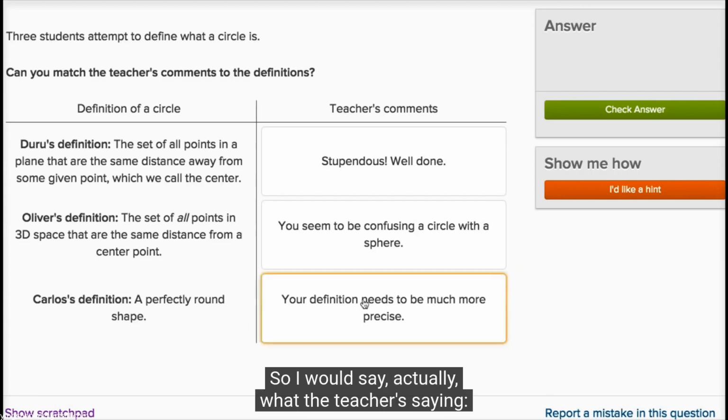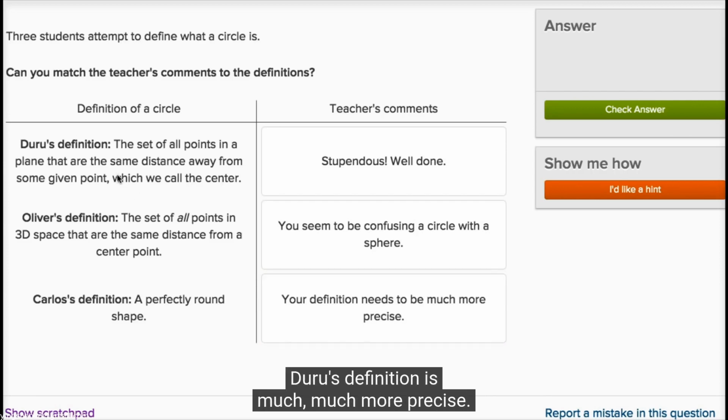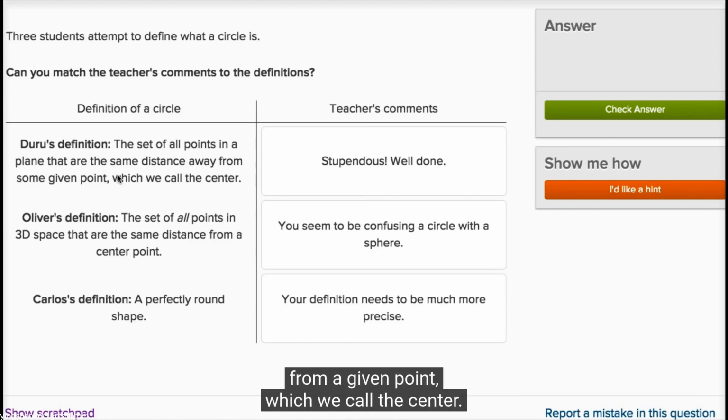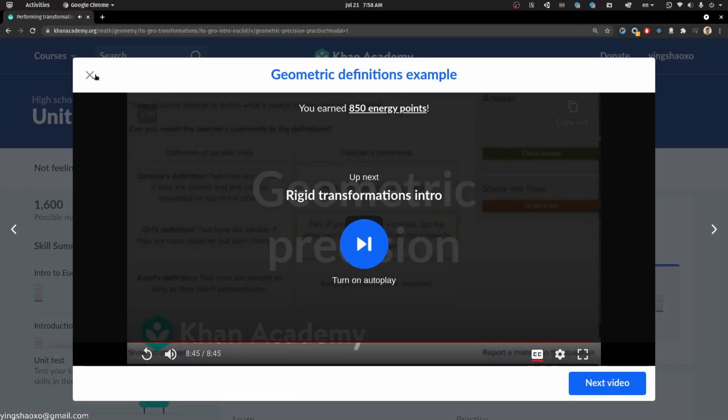So I would say, actually, what the teacher's saying, your definition needs to be much more precise. Duru's definition is much, much more precise. The set of all points in a plane that are equidistant away from a given point, which we call the center. So, yep, Carlos could use a little bit more precision. We're all done. Nice teaching.